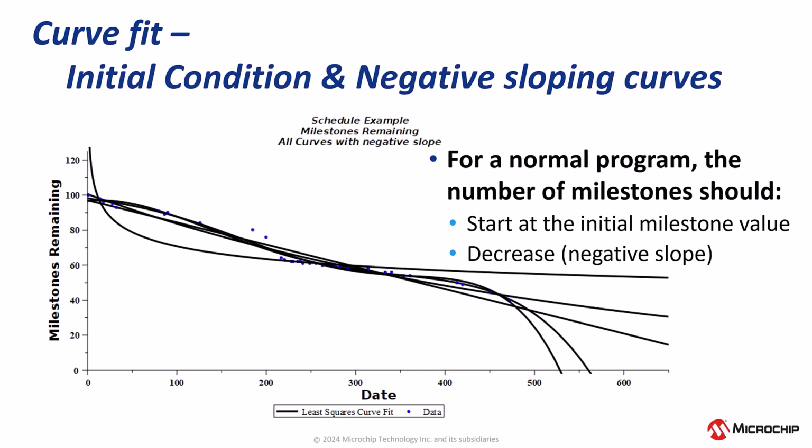To start the curve selection, it's logical to assume that all programs have a finite number of milestones at the beginning of the program, in this case, 96. Also, for a normal program, the slope of the curve must be negative. This means that the number of remaining milestones should decrease as a function of time. The curves that meet this criteria are shown.